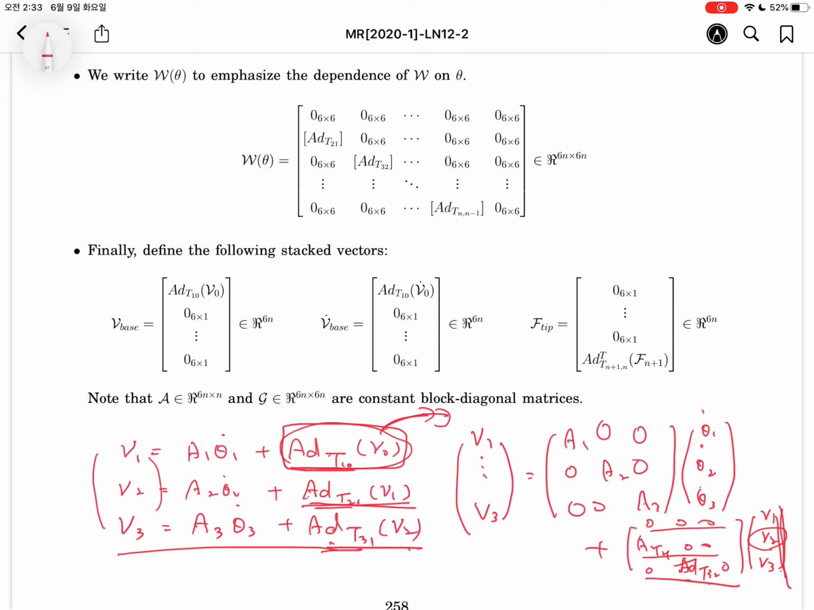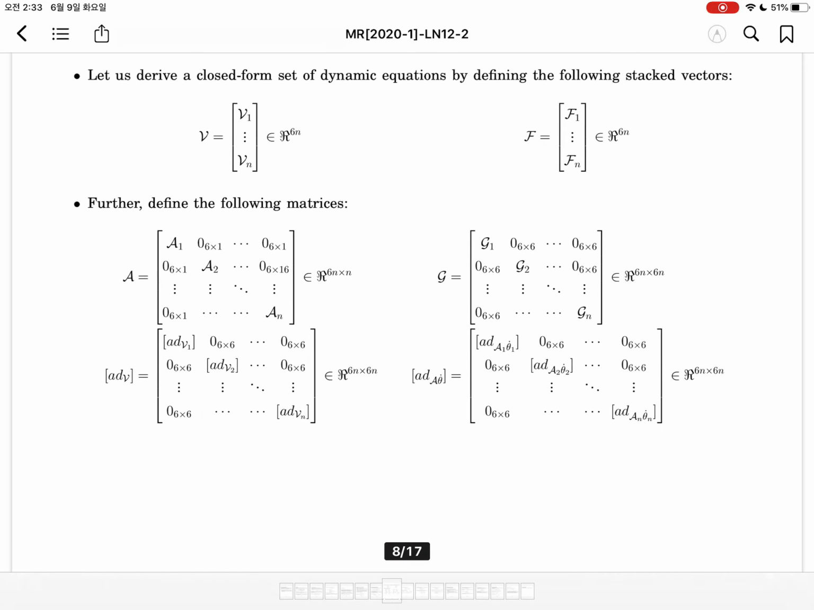In order to generalize this kind of method, we will introduce the stacked vector and the matrix. Okay, let's stack V1 through Vn belonging to R^6n. If you have the 4 joints, then R^24, 24 elements will be aligned downward. The lengths can also be stacked like this, F1 through Fn.